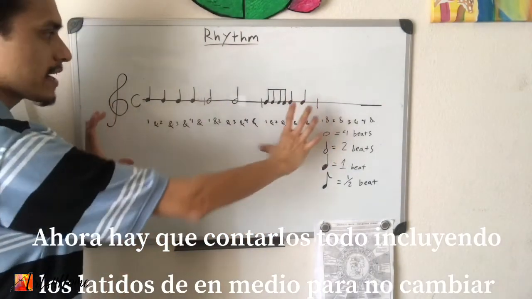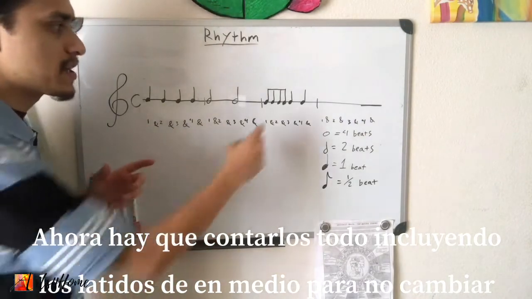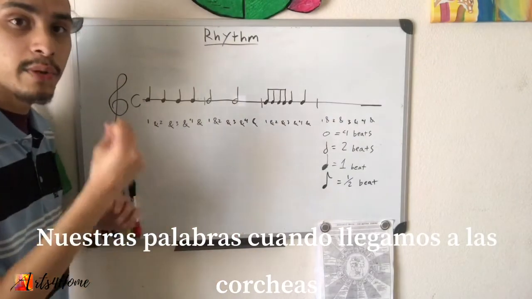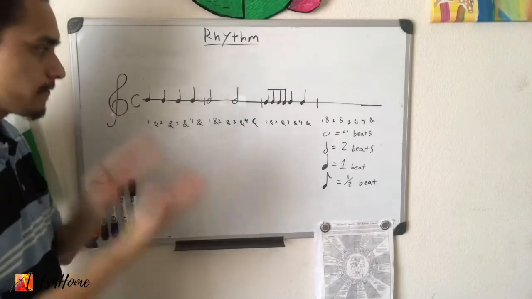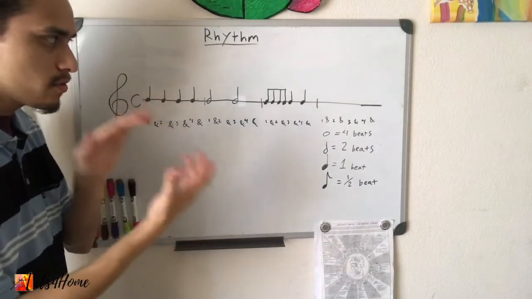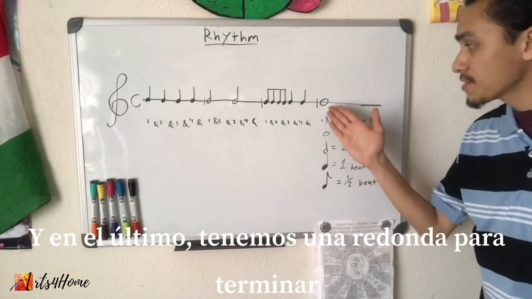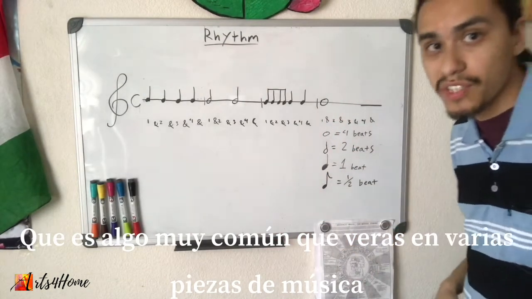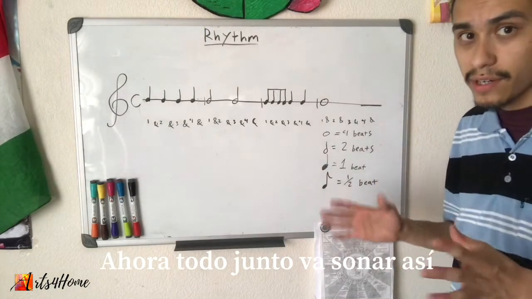So, up until now, let's count it using the beats in between, just because when we get to eighth notes, that way we don't have to switch what we're saying, okay? So, the whole thing would read like this. 1 and 2 and 3 and 4 and 1 and 2 and 3 and 4 and 1 and 2 and 3 and 4 and. And in our last measure, we're just going to use a simple whole note to end the whole thing out, which is something common that you would see in a piece of music, just a solid whole note, okay? So now the whole thing together would read like this.